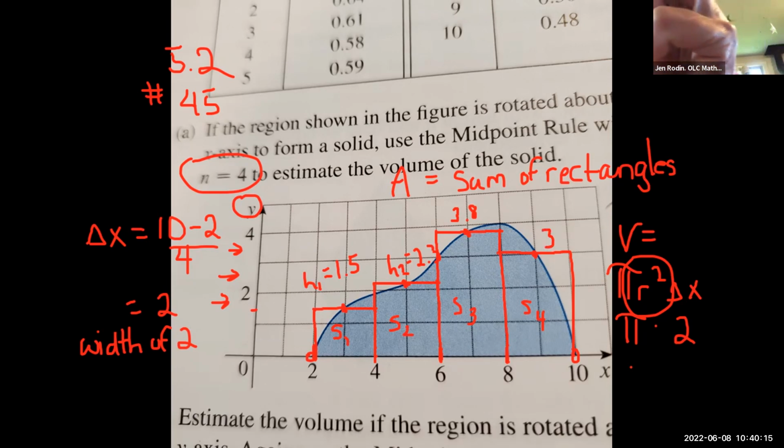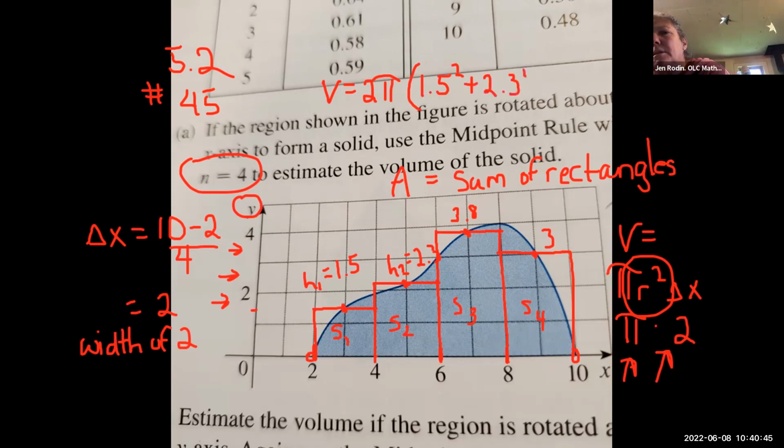So the volume is going to be, remember, the 2 times the pi times each of those r squareds. I'm going to put it up here so I don't change screens. So the volume is going to be 2 times the pi. And we don't do a summation or a sigma or anything like that. Just jump right in and take the 1.5 squared, the 2.3 squared, the 3.8, and the 3.